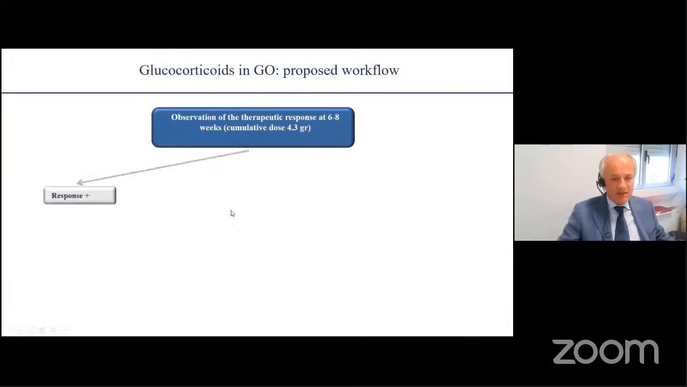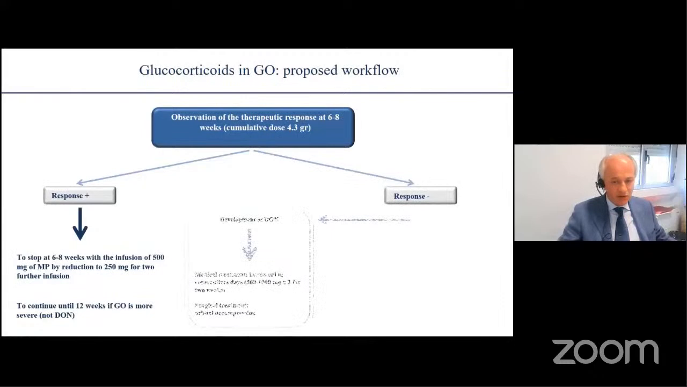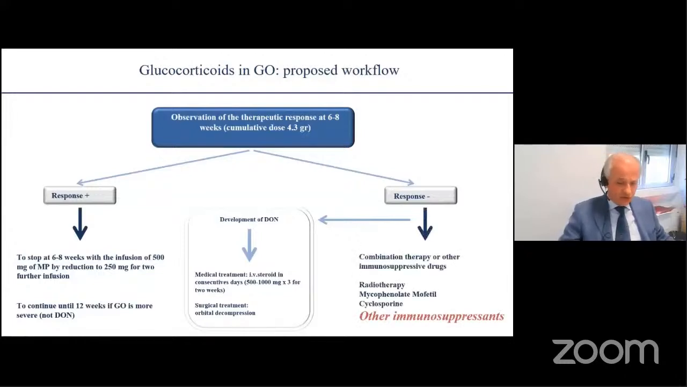So we devised some sort of a workflow, and what we propose is that we treat patients with steroids with a cumulative dose of 4.5 grams, which is the intermediate dose. We stop at 6 or 8 weeks, and we see if there is a response. If it's positive, it's fine. We can continue on and taper down the steroids. If there's no response, or if we develop optic neuropathy, we have to apply a different treatment. Usually, we change the steroid schedule to very high doses of steroids or surgical treatment.